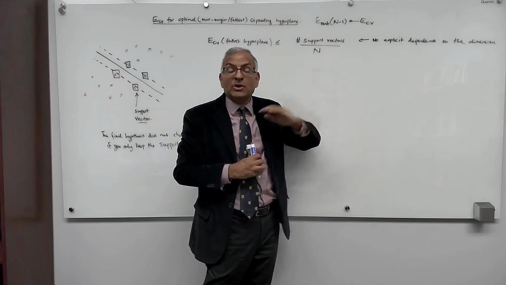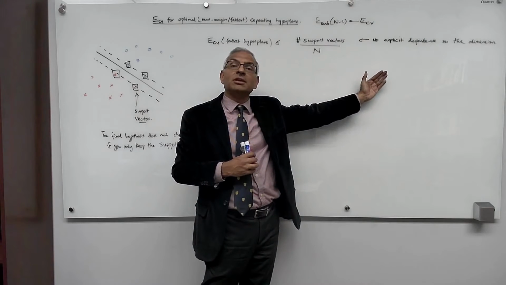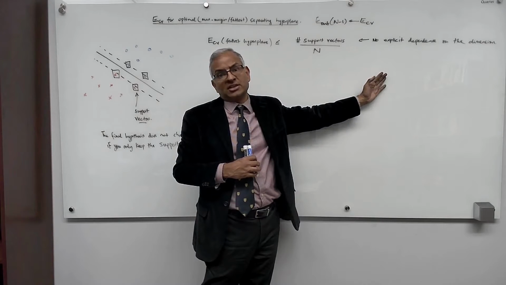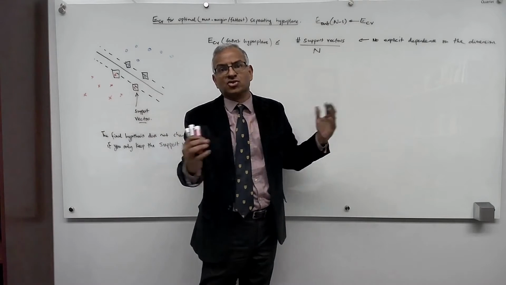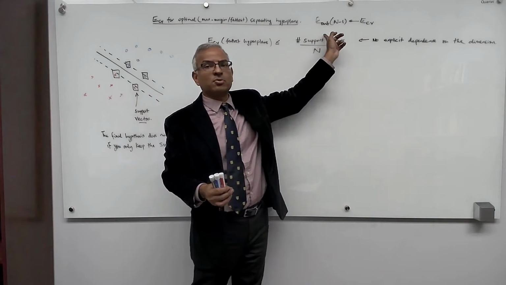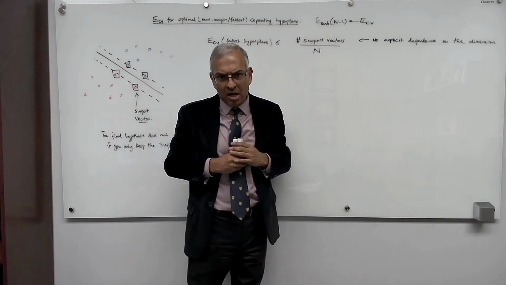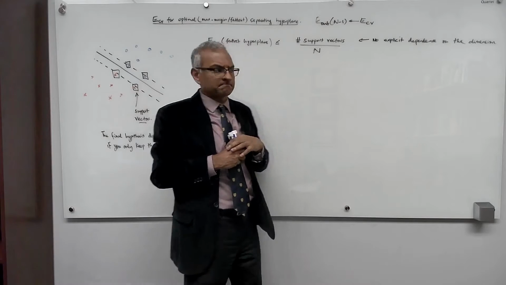This suggests that we can go to higher and higher dimensions and perform learning as long as the number of support vectors is under control. If we have enough data and the number of support vectors is under control, our out-of-sample error is under control.